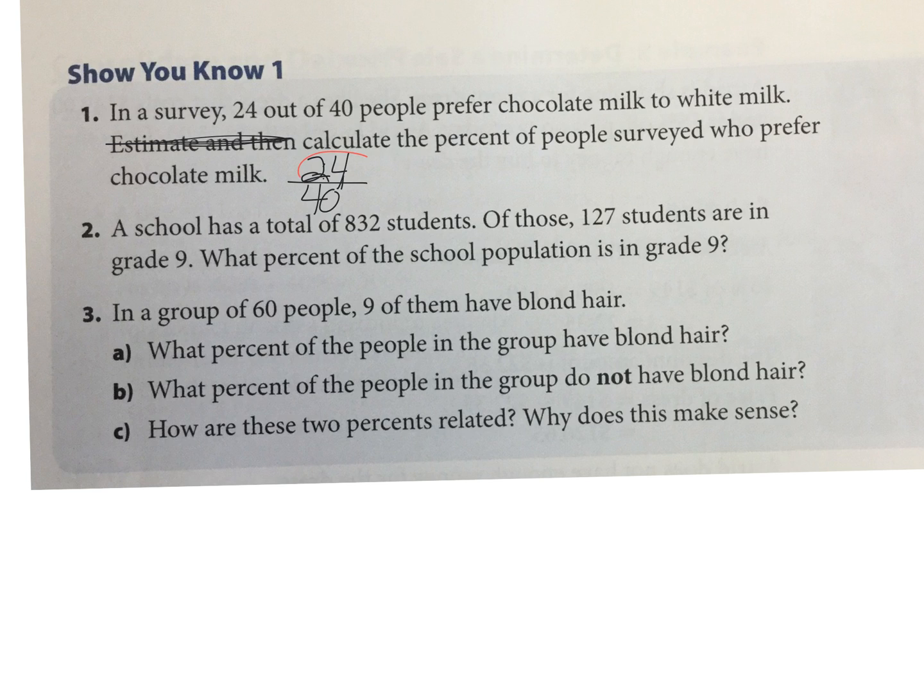Good. 24 divided by 40 equals what? 0.6. Then you multiplied it by 100 to get the percent, because we know percent's out of 100. So how many people prefer chocolate milk? 60%. Raise your hand if you got 60. Okay, this is pretty easy. Let's do the next one.